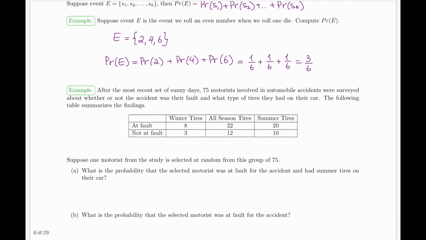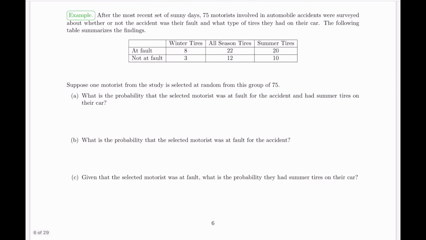The tables, though, are very useful for things that are not very easy to see immediately. So more complicated data structures and data recordings. So let's see what we can do with this example here. After the most recent set of sunny days, there have been 75 motorists involved in automobile accidents, and they were surveyed about whether or not the accident was their fault and what type of tires they actually had on their car. Here is the summary of the findings.